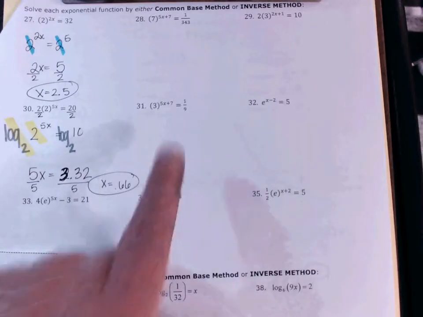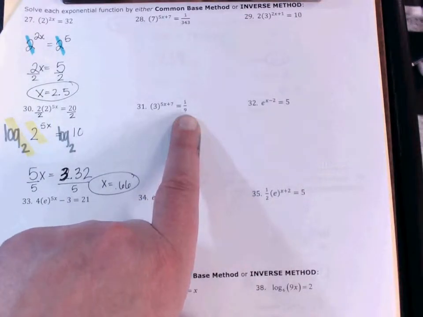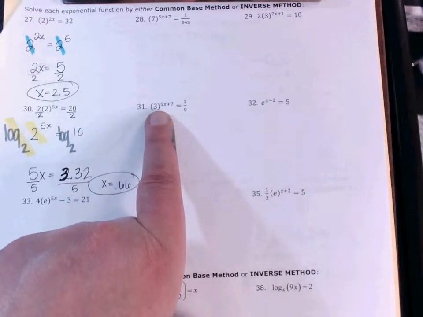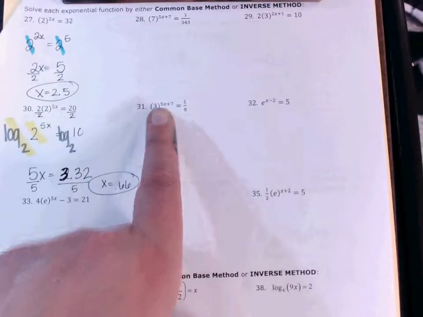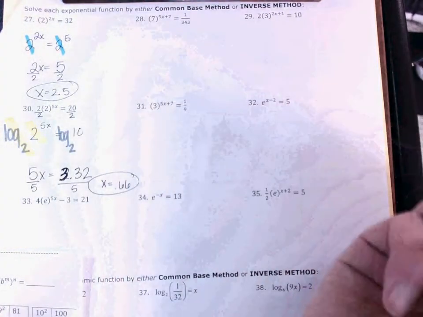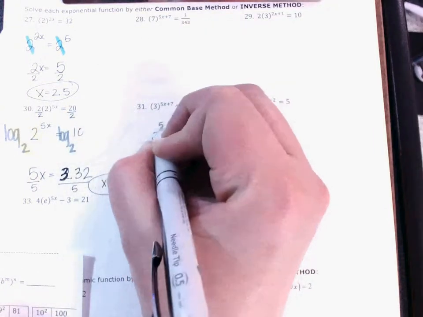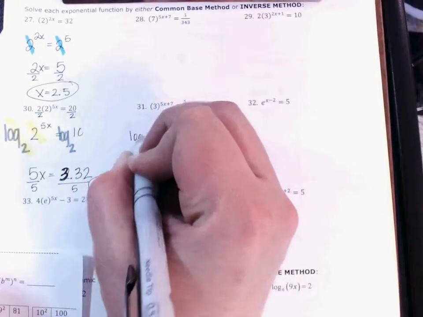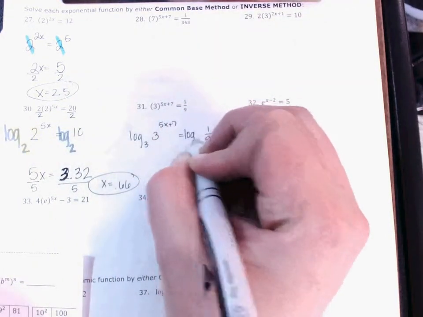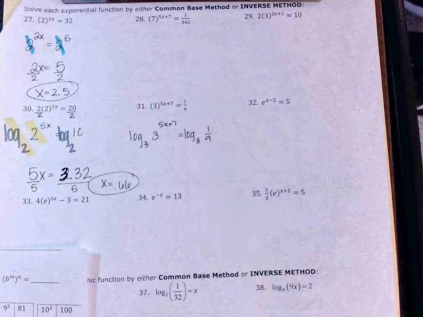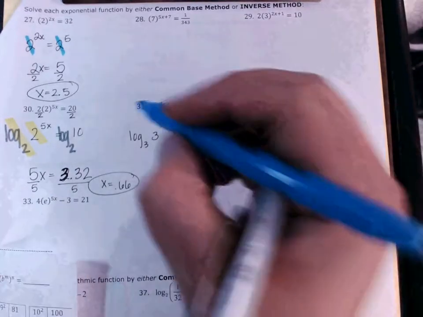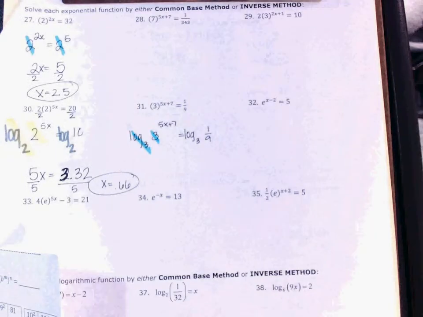Could you solve 31 using common bases if this is a 9 and that's a 3? Yes, I'm not going to solve it that way because if you don't remember how to do it, probably you remember logs. So how do I get rid of a 3 off both sides? You log 3. So I'm going to log 3 here, log 3 here. And when I log 3 a 3, what happens? Cancel out. My 5x plus 7 is going to move down.